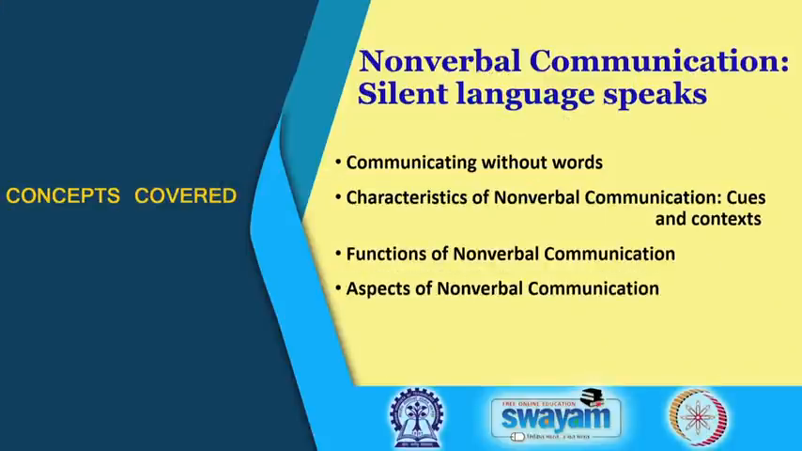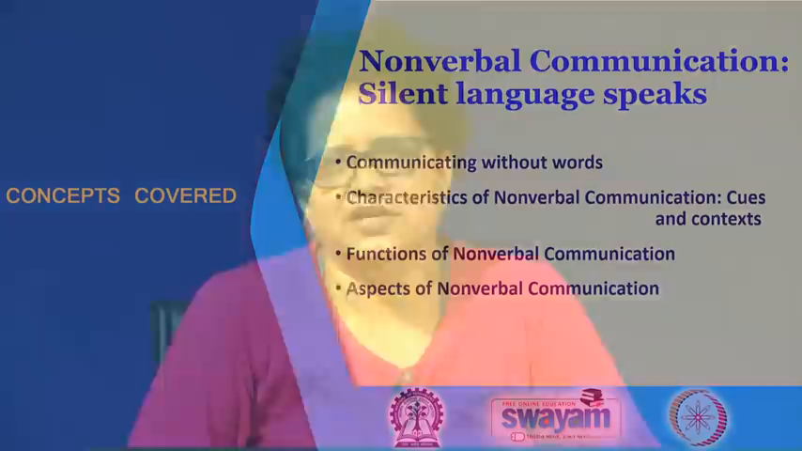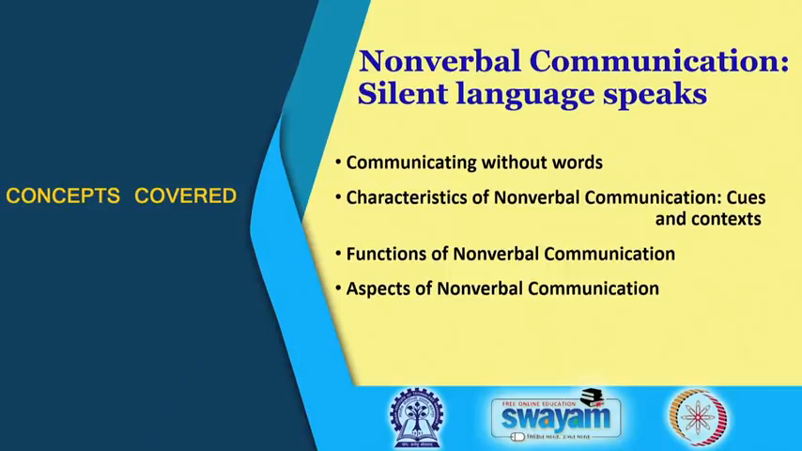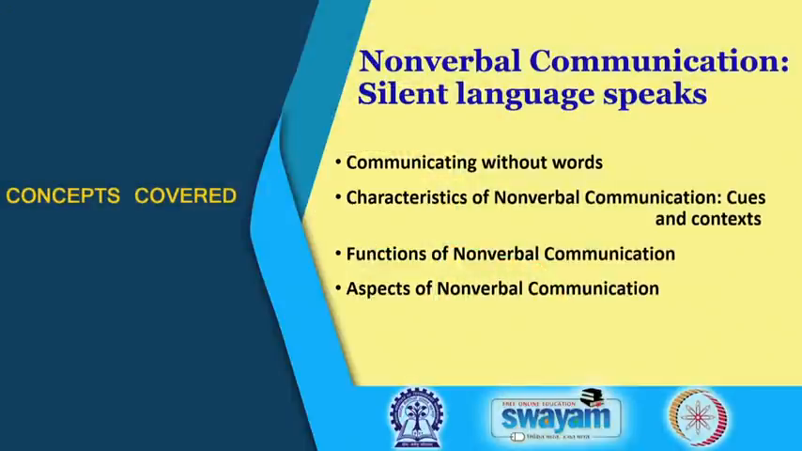So, what are the concepts which we will be covering in this duration of half an hour? Lecture 6 objectives. The lecture objectives are, first of all, a definition of nonverbal communication, then features and characteristics of nonverbal communication, which is cues and context. Cues are hints, and context is the situation or the backdrop against which the communication occurs. Then we have number 3, functions or the roles of nonverbal communication. We then come to number 4, which is aspects or the types of nonverbal communication.